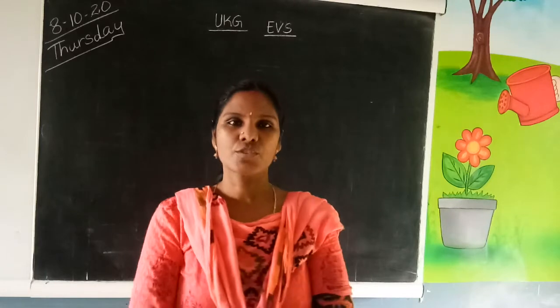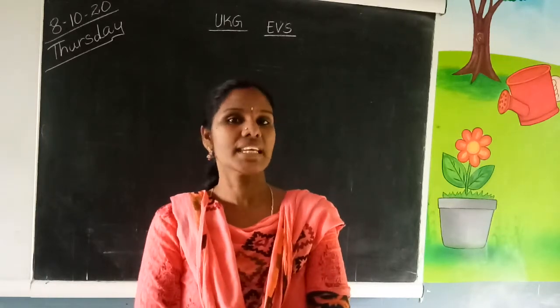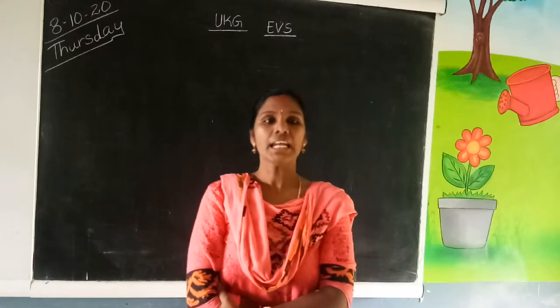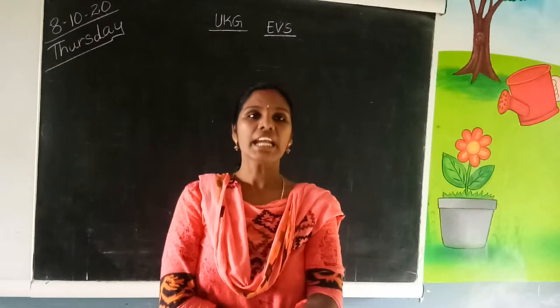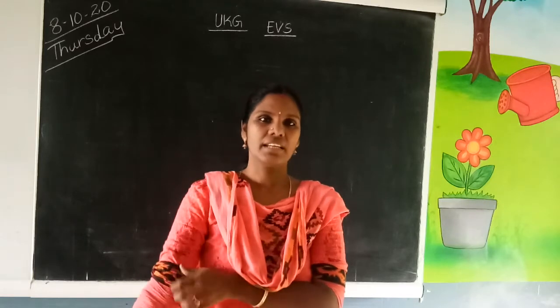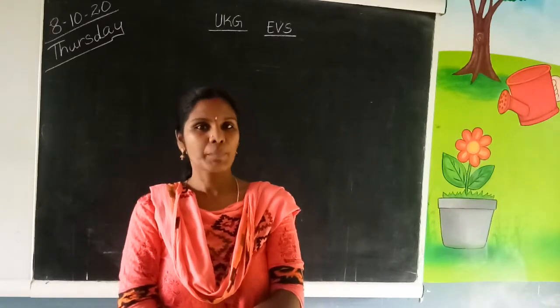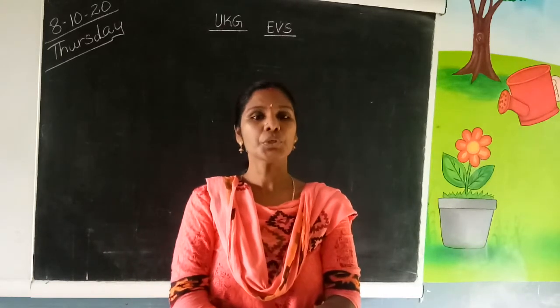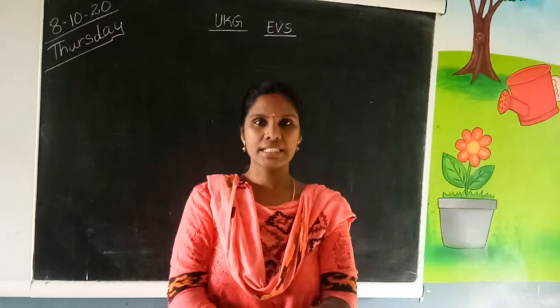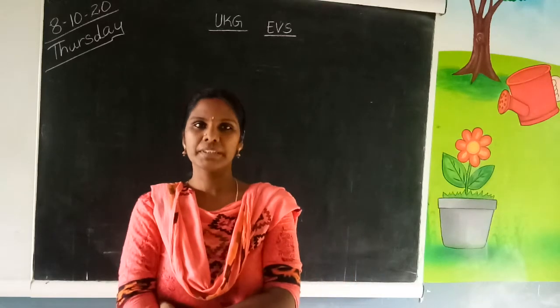Let's revise days of the week and months of the year. There are 7 days in a week: Sunday, Monday, Tuesday, Wednesday, Thursday, Friday and Saturday. There are 12 months in a year: January, February, March, April, May, June, July, August, September, October, November and December.